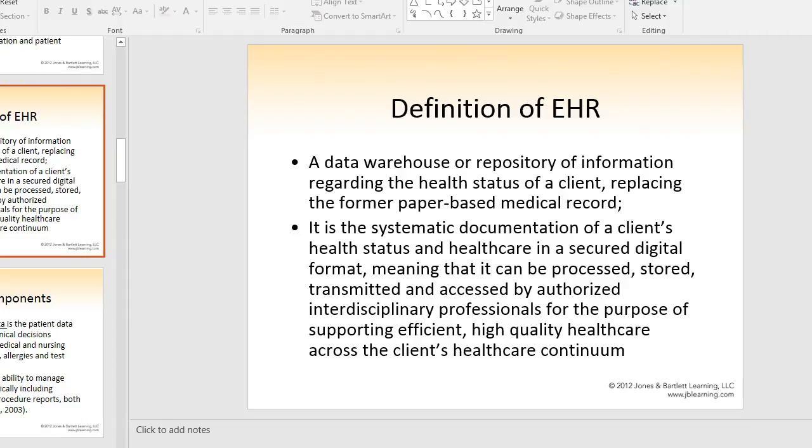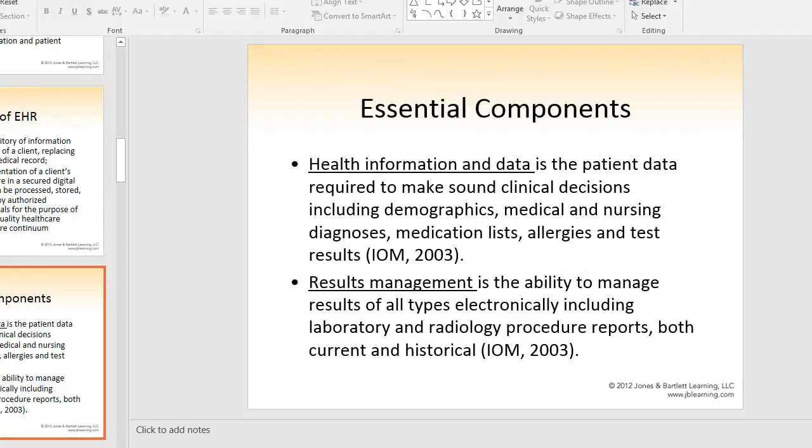So here's some essential components when we talk about the EHR. Health information and data. So the patient data is required to make sound clinical decisions, including demographics, medical and nursing diagnosis, medication lists, allergies, and test results. So important, these test results. I mean, I want you guys to just think pathophysiologically, sorry.